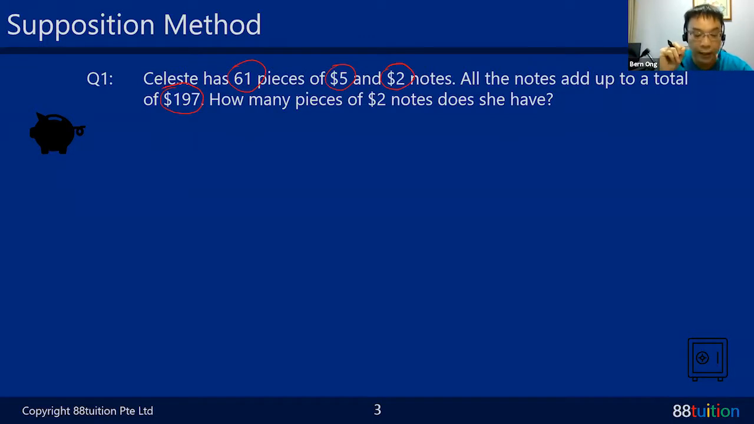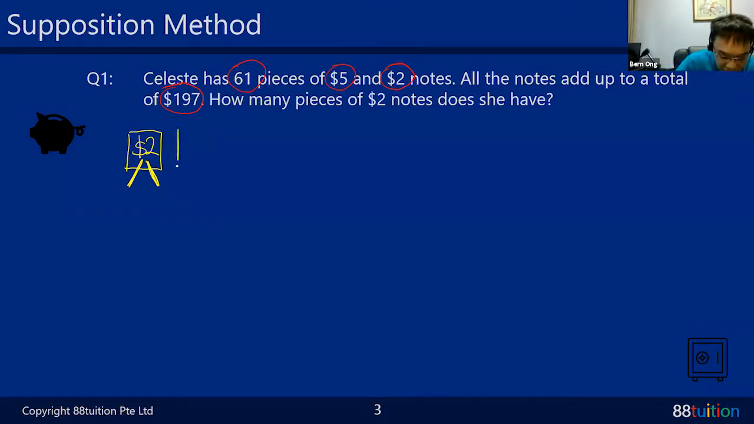And one piece of $2 note has $2 value in it. So usually I will do this. One piece of $2, it has two legs on the ground. $2 means two, cannot be otherwise.